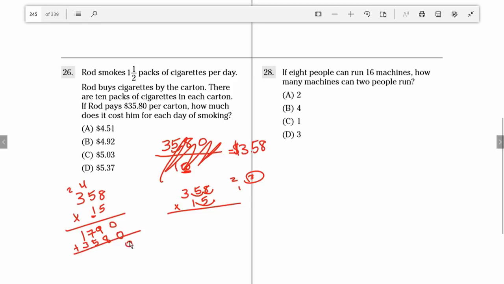Add. 0 plus 0 is 0. 9 plus 8 is 17. Carry the 1. 5 plus 7 is 12. Plus 1 is 13. Carry the 1. 3 plus 1 is 4. Plus 1 is 5. We took 3 decimal places away here. Let's add them back in. 1, 2, 3. So this becomes 5.370, or $5.37, which is right there.